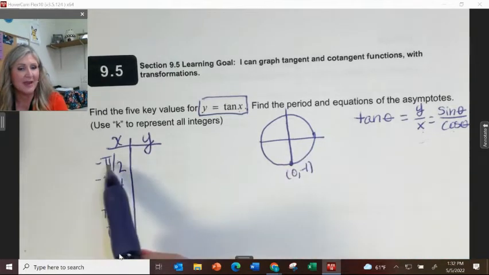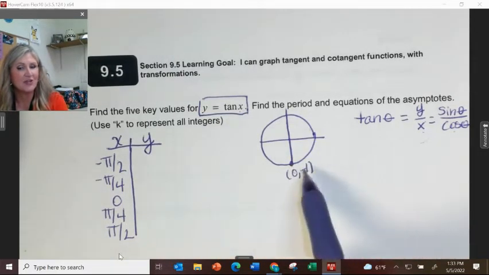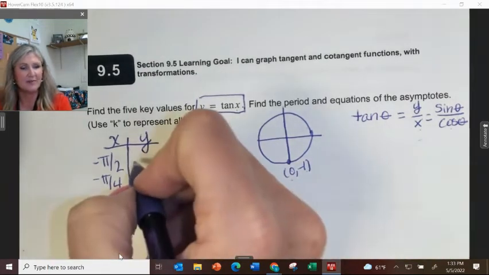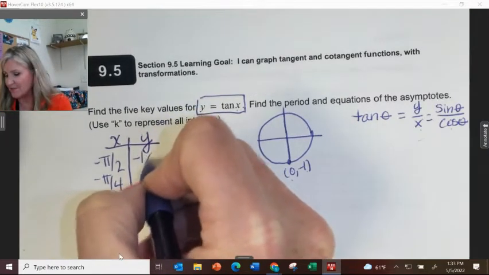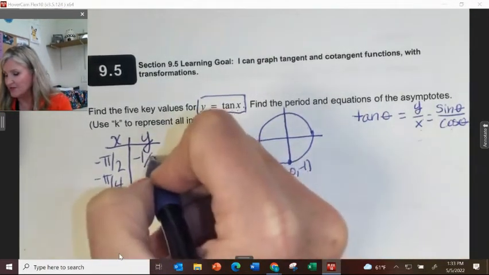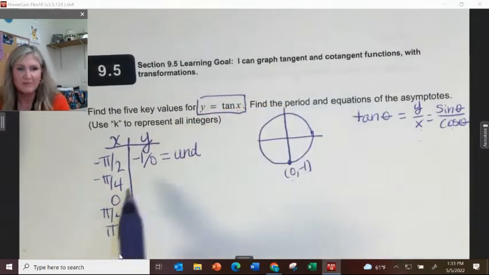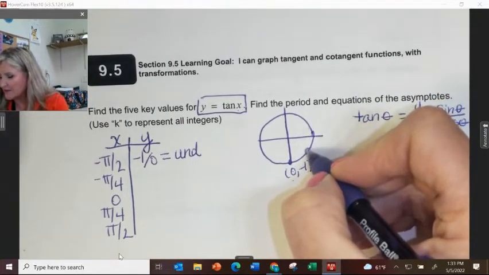So I'm going to go to my angle measure of negative pi over 2, and I'm trying to do y over x. So what is that going to be right there? It's negative 1 divided by what? Which is going to be what? Undefined.